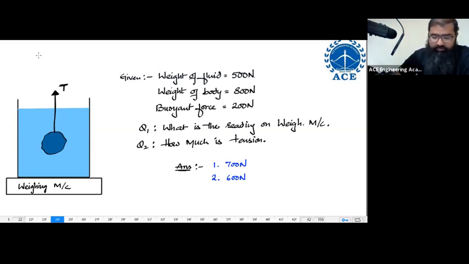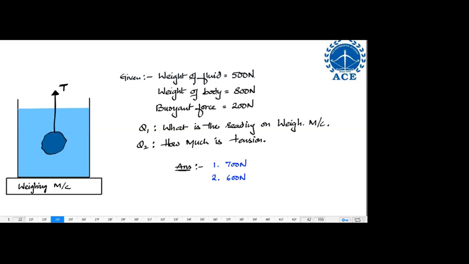But the answer in that case would still be equal to weight of fluid plus weight of body. You can draw a free body diagram for that. It's very simple.